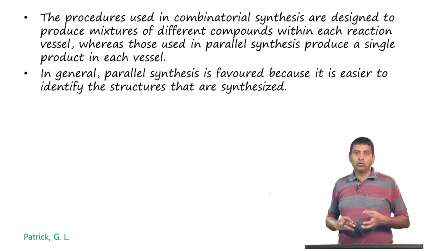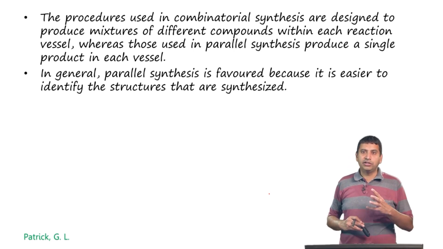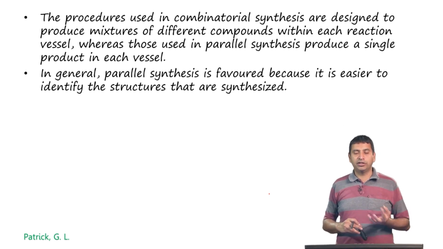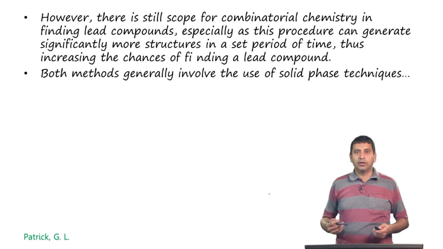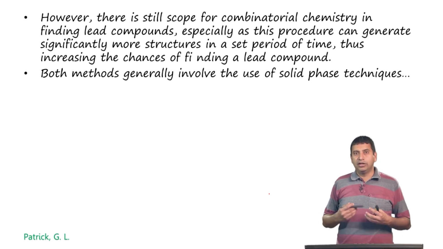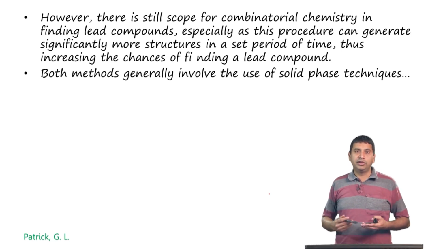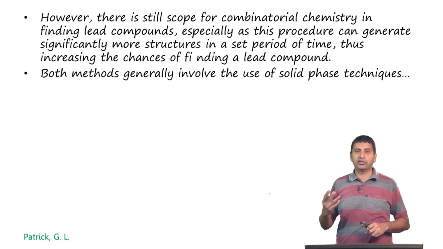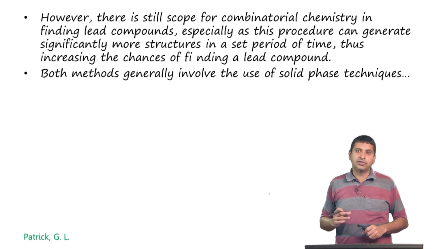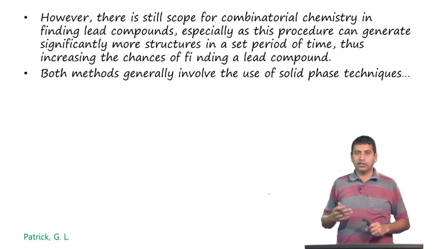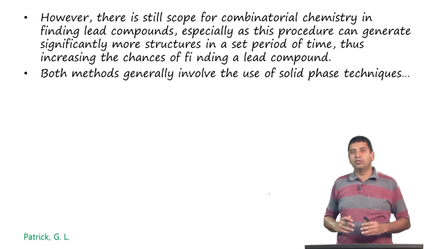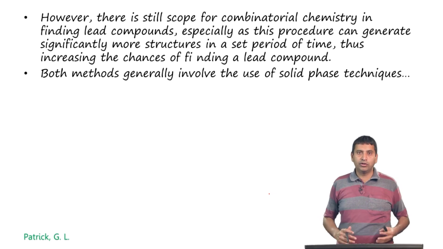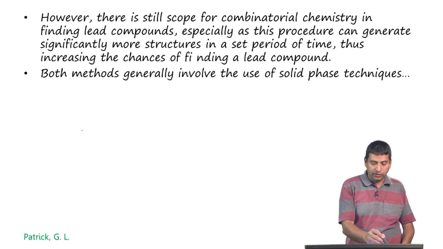In general, between the two approaches, parallel synthesis is favored because it is easier to identify the structures that are synthesized. In order to understand this better, we'll look at both of these techniques in a little bit of detail. However, there is still scope for combinatorial chemistry in finding lead compounds, especially if this procedure can generate significantly more structures in a set period of time. Thus, the chances of finding a lead compound go up. Right? So, both these methods involve solid phase techniques. Before we go into solid phase techniques, let us look at this concept of parallel synthesis again.